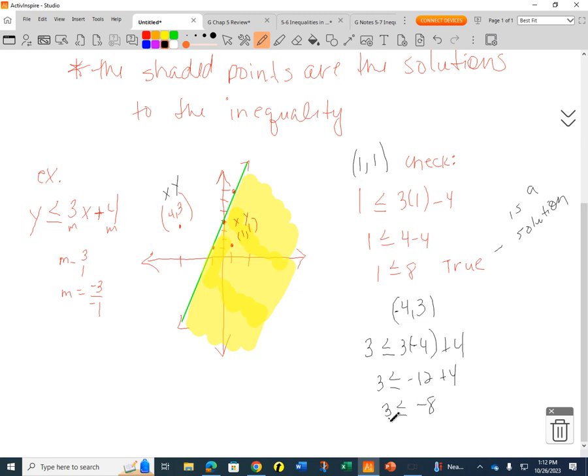Is negative 4 less than negative 8? Can a positive number be less than a negative number? No. So that's false, right? And that's good because I thought it wasn't a solution. So now I've checked my shading. I shaded the right side, the correct side. Does that make sense, Sam? That makes sense, Kimani? Alright.